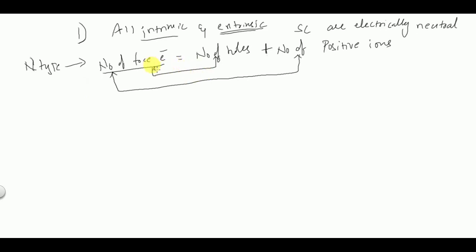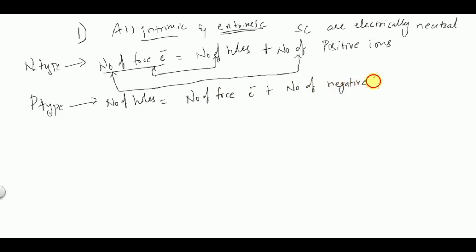Thereby the total negative charge is equal to the total positive charge, and hence the extrinsic semiconductor is also electrically neutral. Similarly, in the case of P-type semiconductor, the total number of holes is equal to the total number of free electrons plus the number of negative ions, as the impurity atom is getting negatively ionized. So you have to remember that both intrinsic and extrinsic semiconductors are electrically neutral.